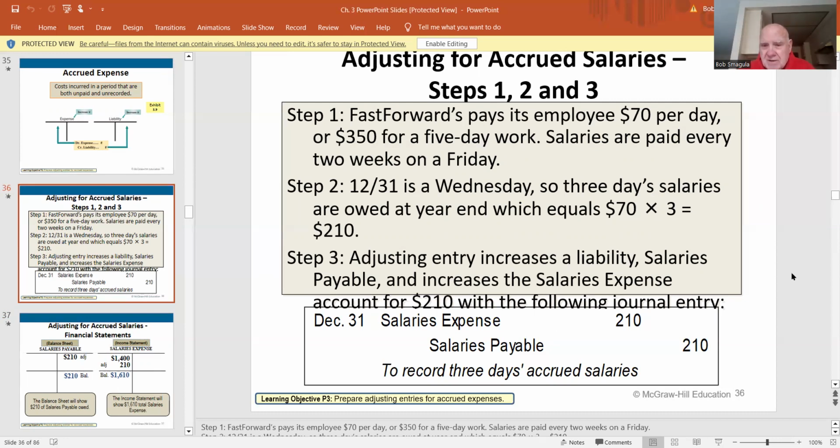12/31 is a Wednesday. So 3 days' salaries are owed at year end, which equals 70 times 3, right? You earn money on the 29th, 30th, and 31st of the month. Even though you're not going to get paid for probably two weeks or more, we have to recognize that we incurred that salaries expense. So we are going to write an entry where we debit salaries expense, credit salaries payable, preferably accrued salaries payable, but that's okay.